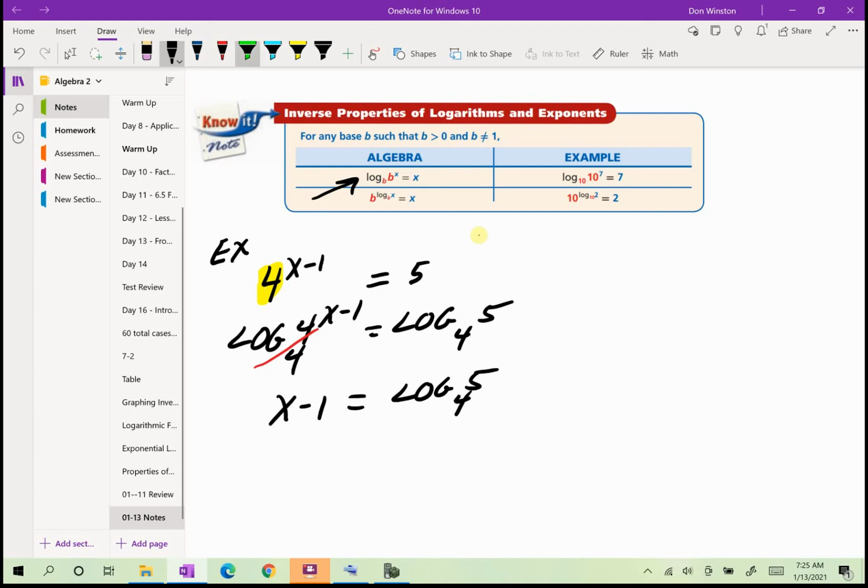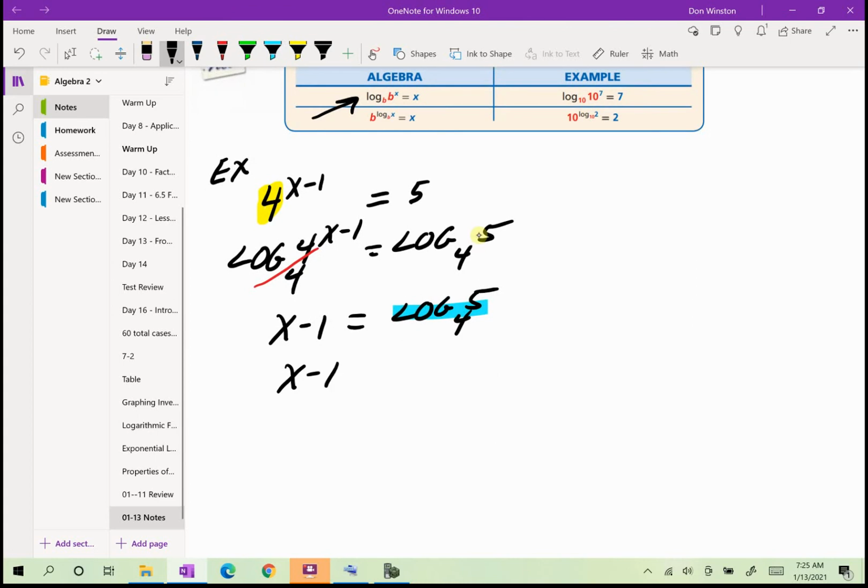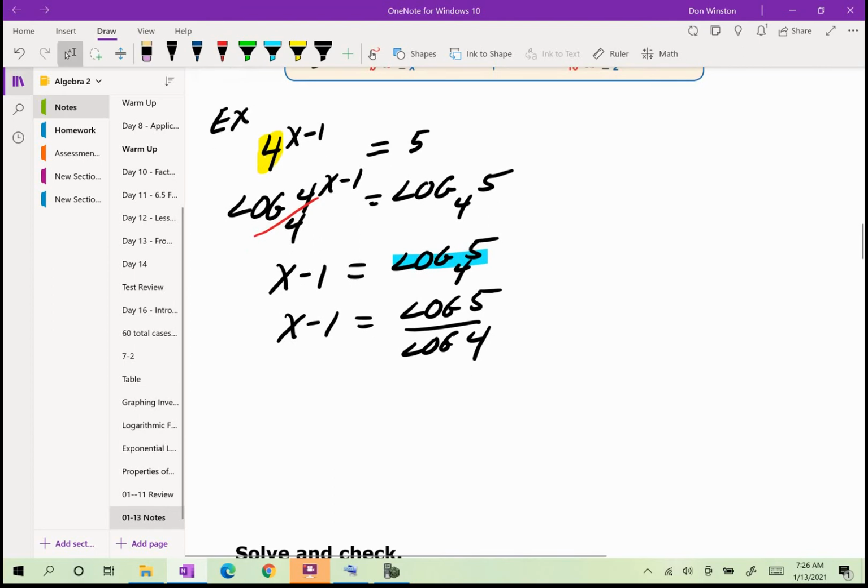But now I can use change of base and change that to base 10. And so I'll have x minus 1 equals common log of 5 over common log of 4. And then finally add 1 to both sides, and I'll get x is equal to common log of 5 over the common log of 4 plus 1. And that would be my answer.